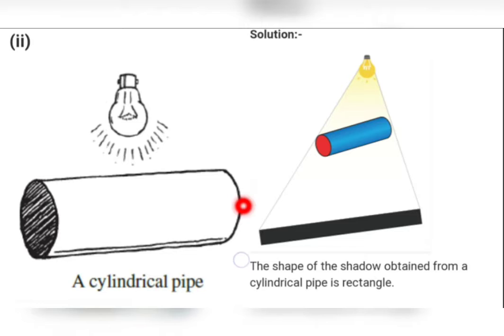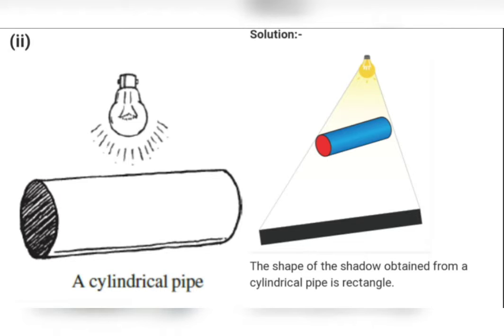This is another figure, a cylindrical pipe, that is a cylinder, and when a bulb is glowing over the pipe, it casts a shadow. And this shadow looks like how? This is the length and this short side is the breadth. So what do you think it is? Correct, it is a rectangle. The shape of the shadow obtained from a cylindrical pipe is actually a rectangle.